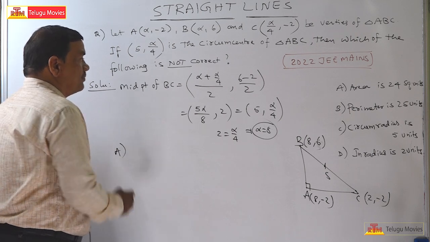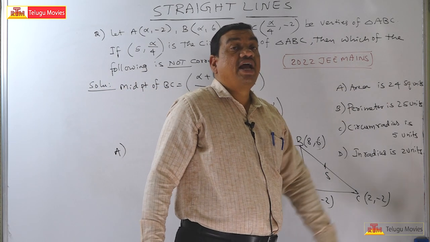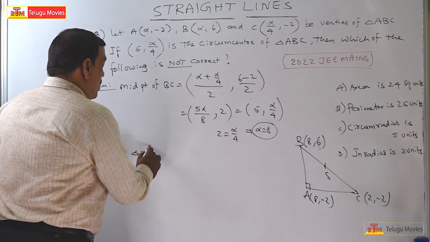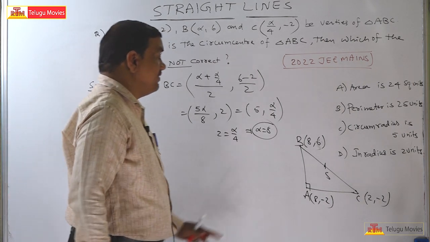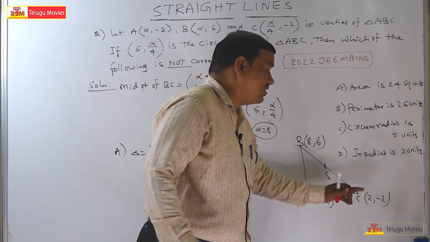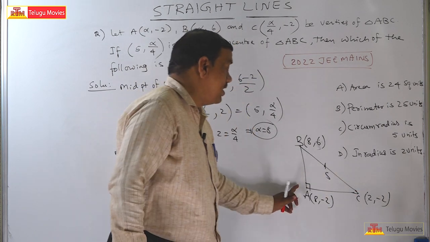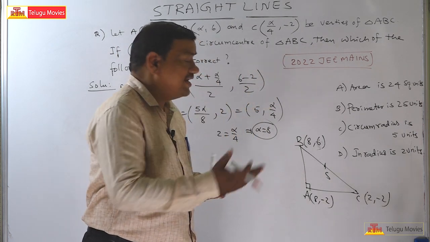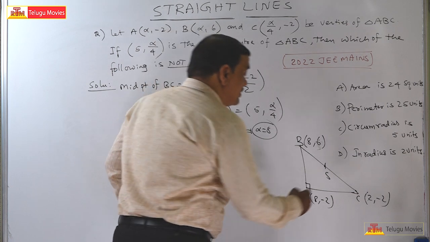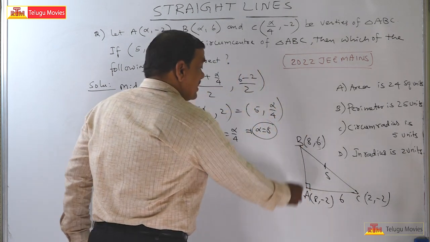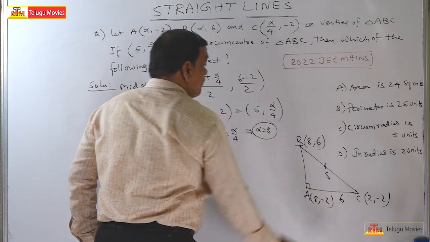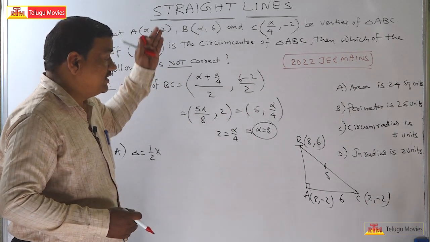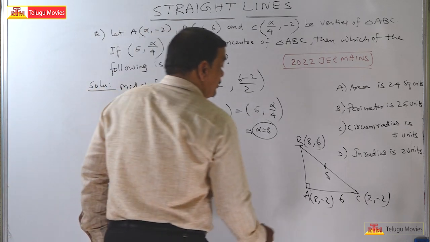So first, option A: the area of the triangle is 24 square units, he says. So what is the area of the triangle? Half into base into height. Let us find out the lengths also. Here 8 comma minus 2, here 2 comma minus 2, minus 2 is the same. So 8 to 2 is a length of 6. And this length is from 8 to minus 2, so 8 units, down 2 units, total 8.